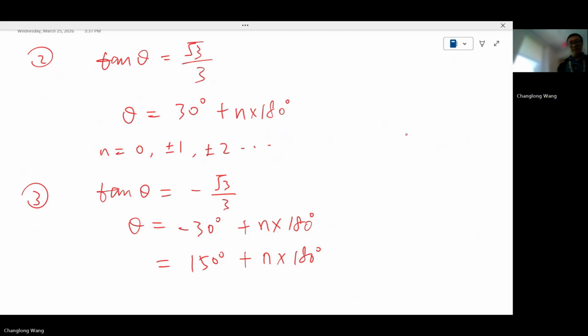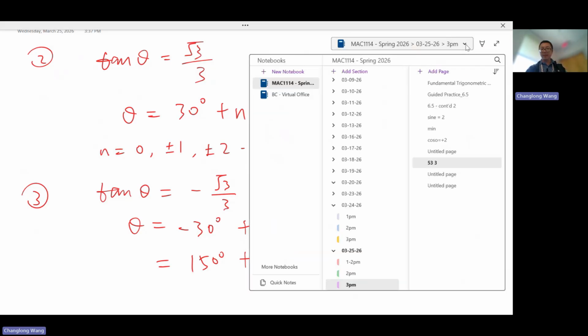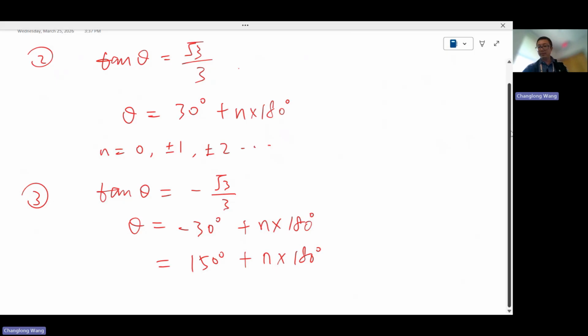All right, so now, why don't you try it? Let's say 6 and 7. Anyway, you guys go ahead and try the last two problems for the tangent. All right, so tangent theta is radical 3, or tangent theta is negative radical 3. All right, I'll leave the screen like that.